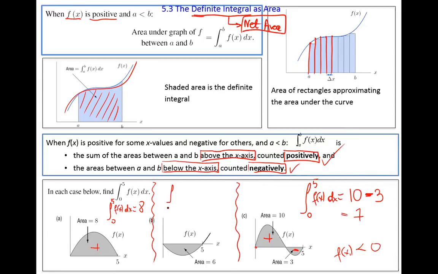And what about the middle one? The integral from 0 to 5 of the function f of x dx. For the middle one, can you tell me the answer of this integral? Who can tell me? Everything is below. That means what is the answer? It's actually -6. Thank you.